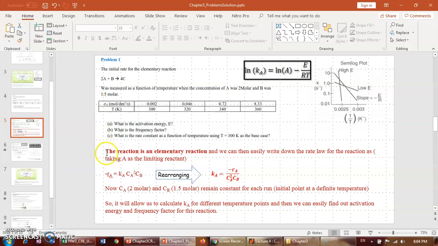it is an elementary reaction, so we can write down the rate law for this reaction as minus rA equal to kA CA squared CB, the concentration of A squared and the concentration of B.